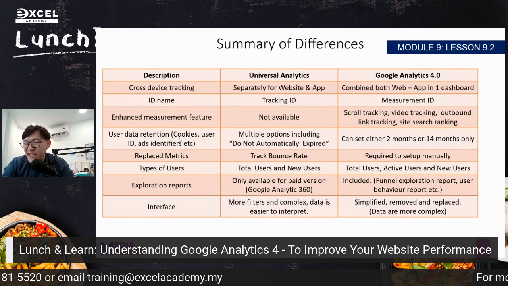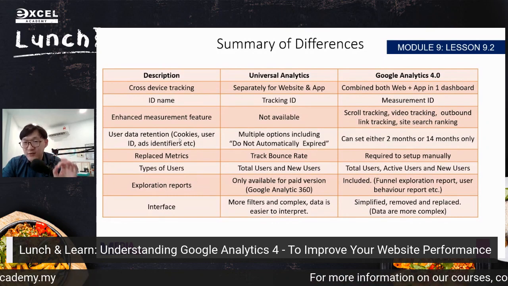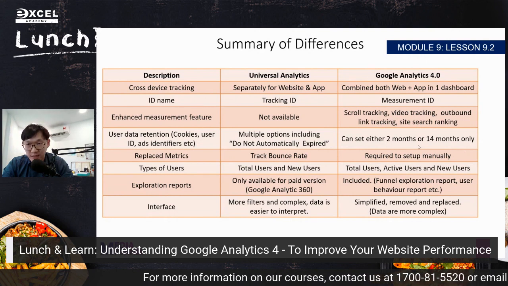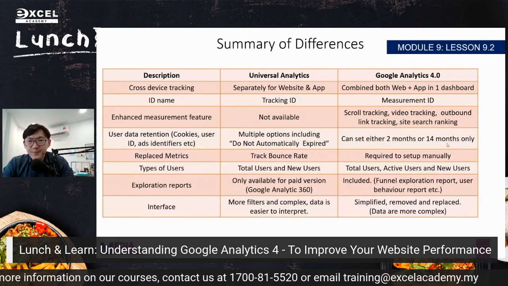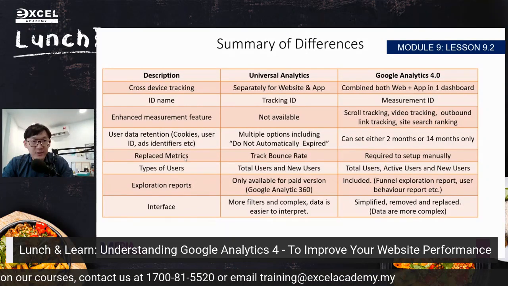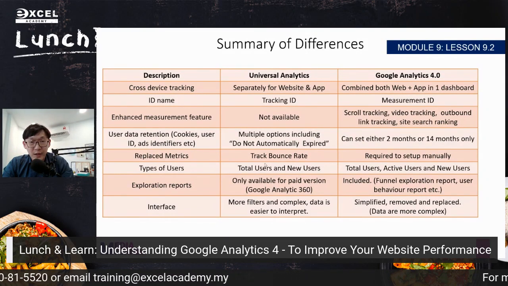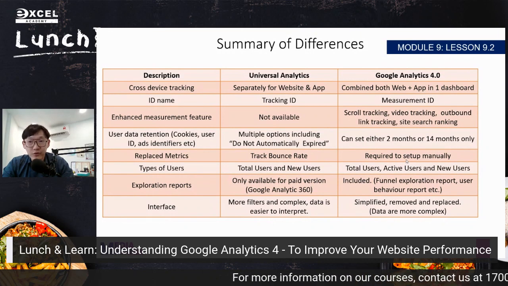These are very minute, detailed types of ads data retention, which in GA4 can be set for 2 months or 14 months. And then there are a few things here, like Universal Analytics also has bounce rate, right? Universal Analytics has bounce rate automatically. But in GA4, you need to set it up manually. You need to turn this on manually.